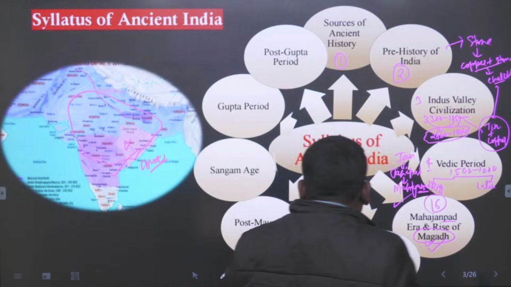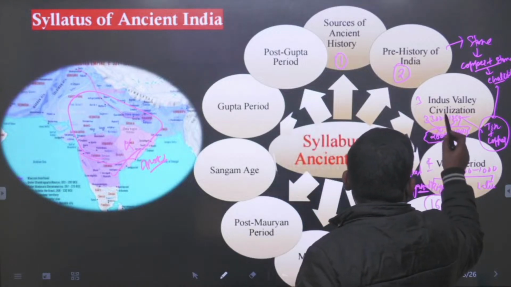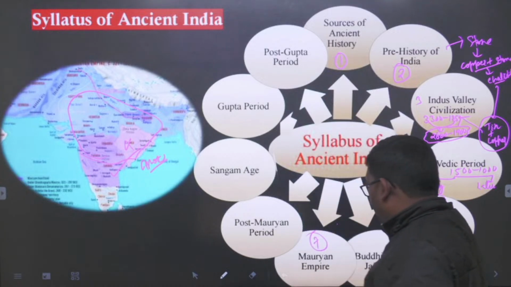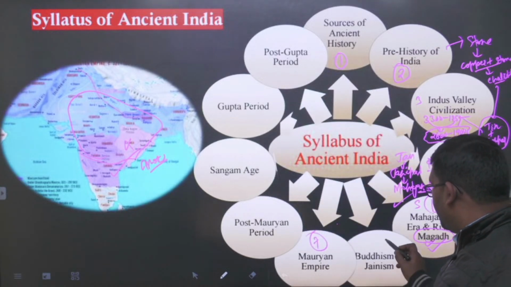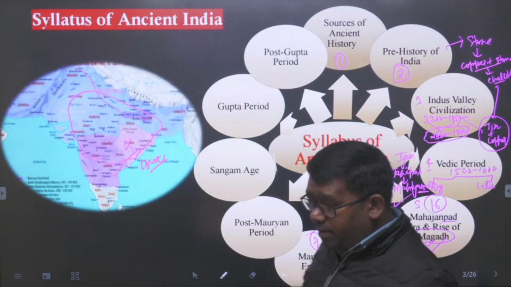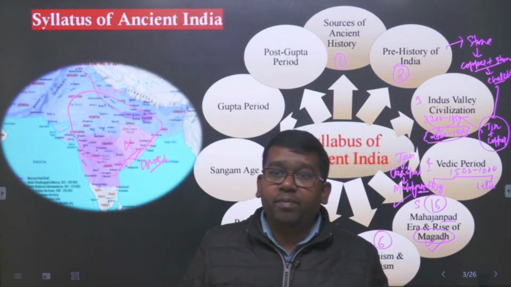So we have chapters 3, 4, 5, then the 7th chapter for us is the Mauryan Empire. Before the Mauryan Empire, we do the 6th chapter, that is Buddhism and Jainism. So in this time, what happened? The people were very much unhappy.